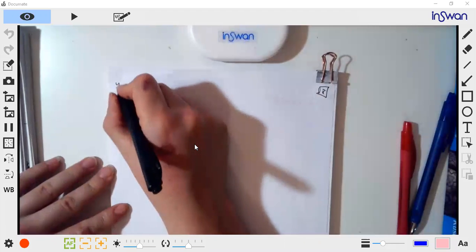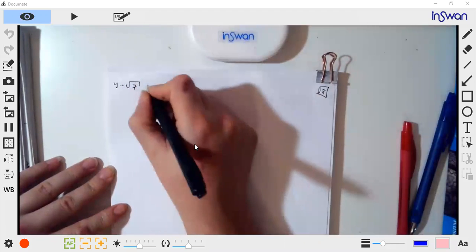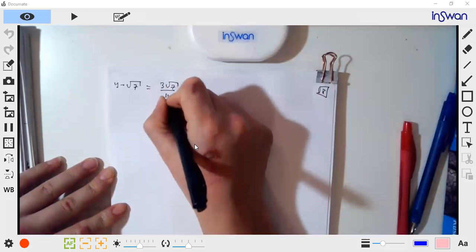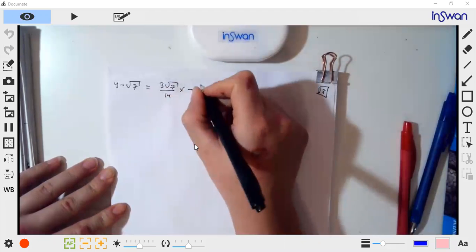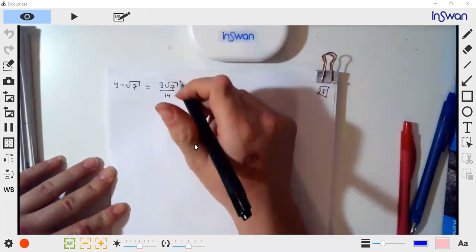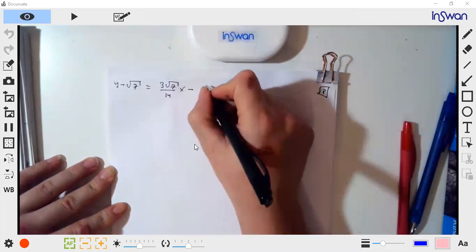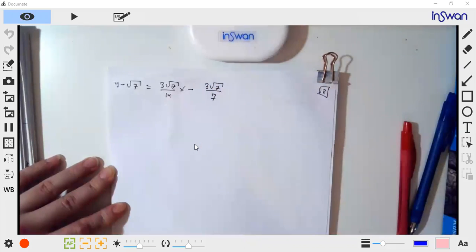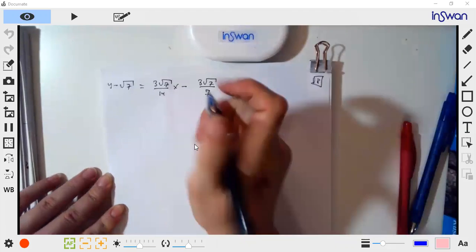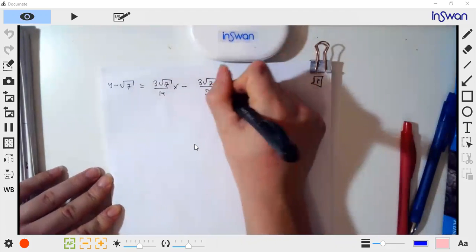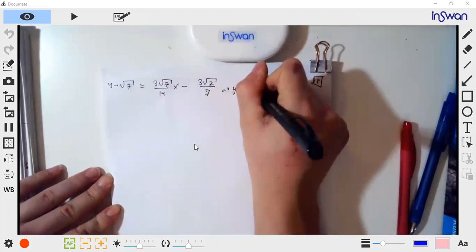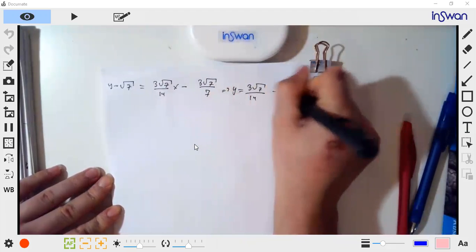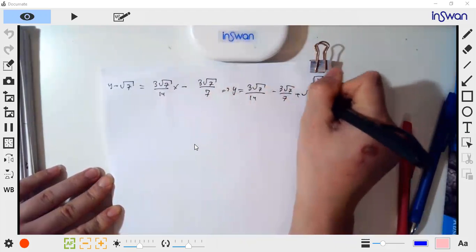What we get is y minus square root of 7 is equal to 3 root 7 all over 14 times x minus 2. 14 is really 2 times 7, so then this becomes 3 square root of 7 all over 7. So then when we add a root 7 to both sides, we get y is equal to 3 root 7 all over 14 x minus 3 root 7 all over 7 plus a square root of 7.